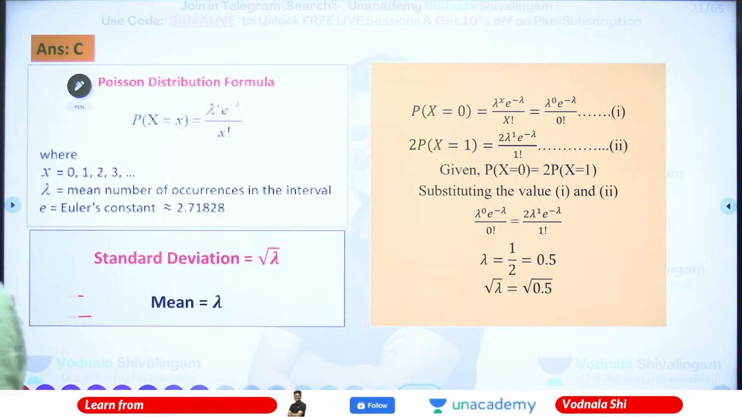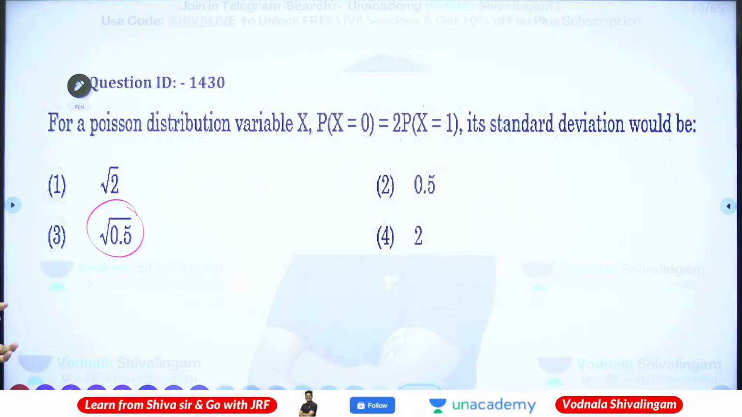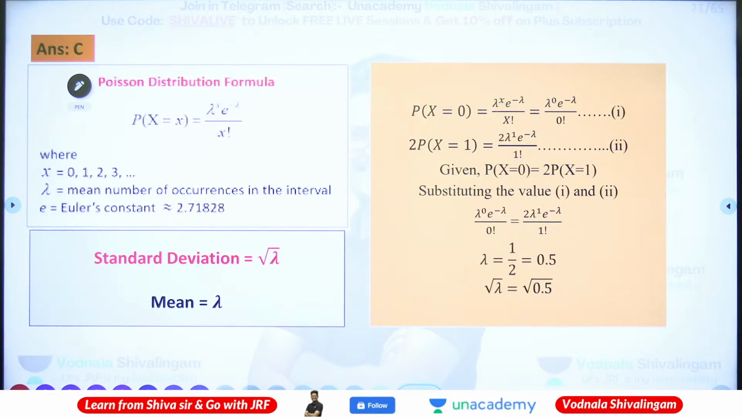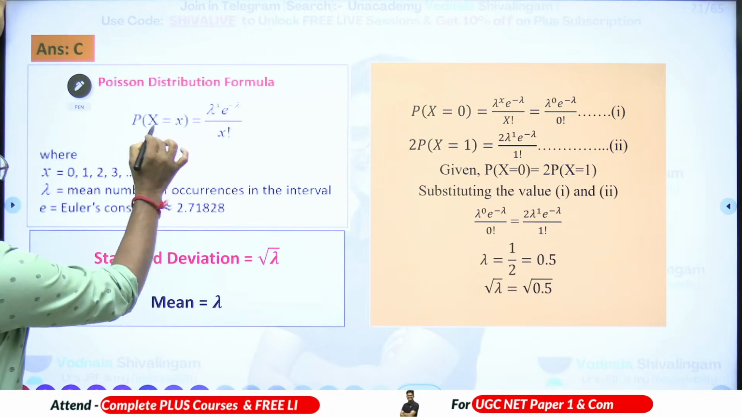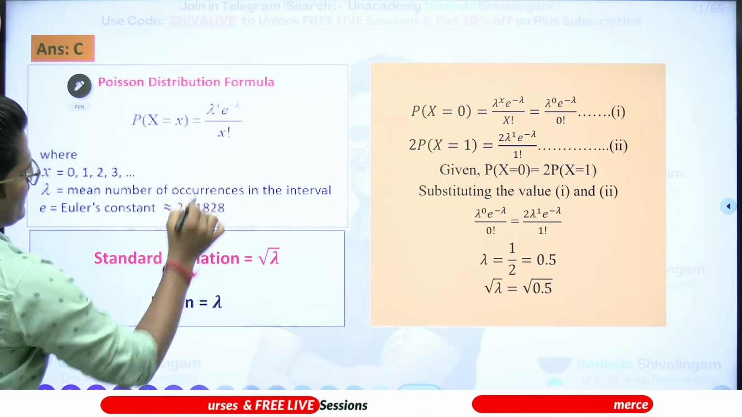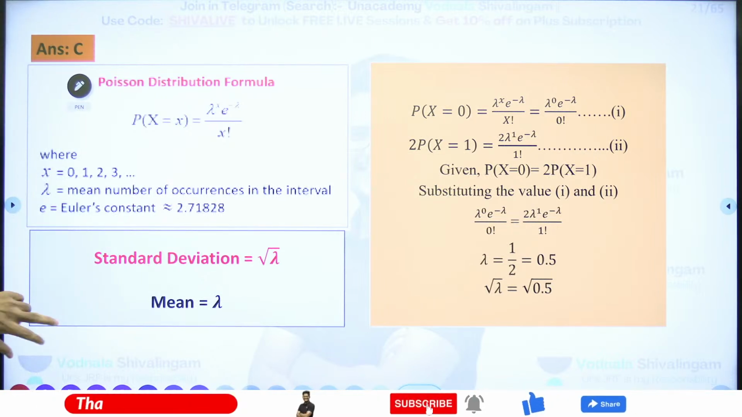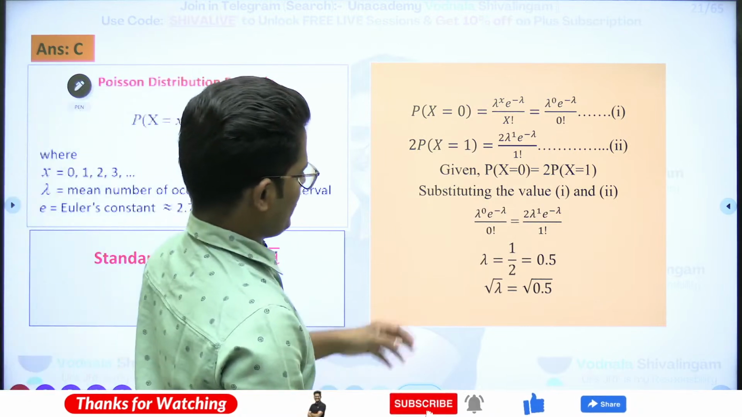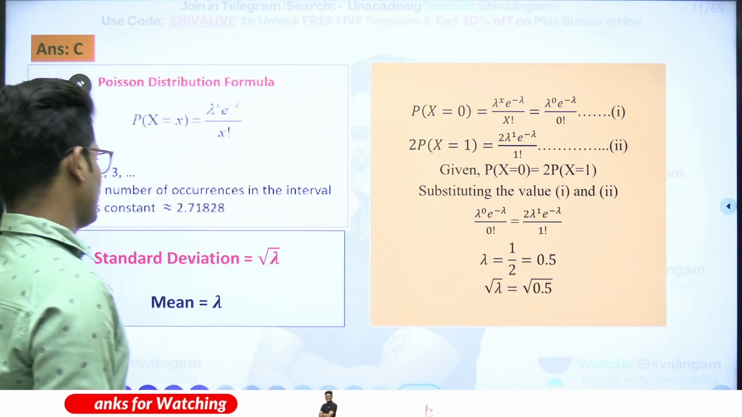So the answer will be C, that is the square root of 0.05. How to calculate this? Actually, we need to apply the Poisson distribution formula. P(X = x) is equal to lambda to the power x times e to the power minus lambda, divided by x factorial. If you apply the same, the standard deviation they are asking is the square root of lambda. Actually, the question given is not a direct question.